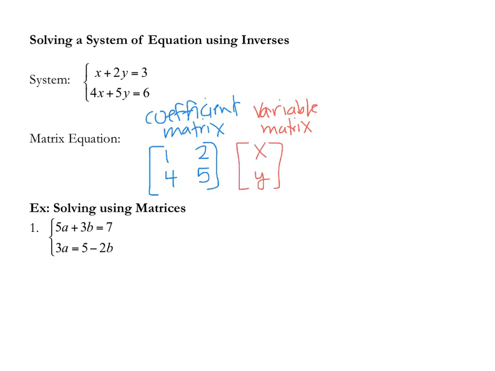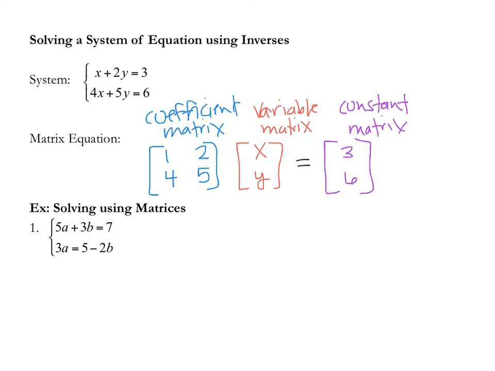So x and y would go in a column, because if we were to multiply the top row by that column, we would get 1x plus 2y. If we did the bottom row times the column, we'd get 4x plus 5y. And then the last one is the constant matrix. This is where you put the answers from the other side. We get 3 and 6. Okay? So that's just the basics of setting it up. Now we're going to talk about setting it up and then actually solving for the variables.